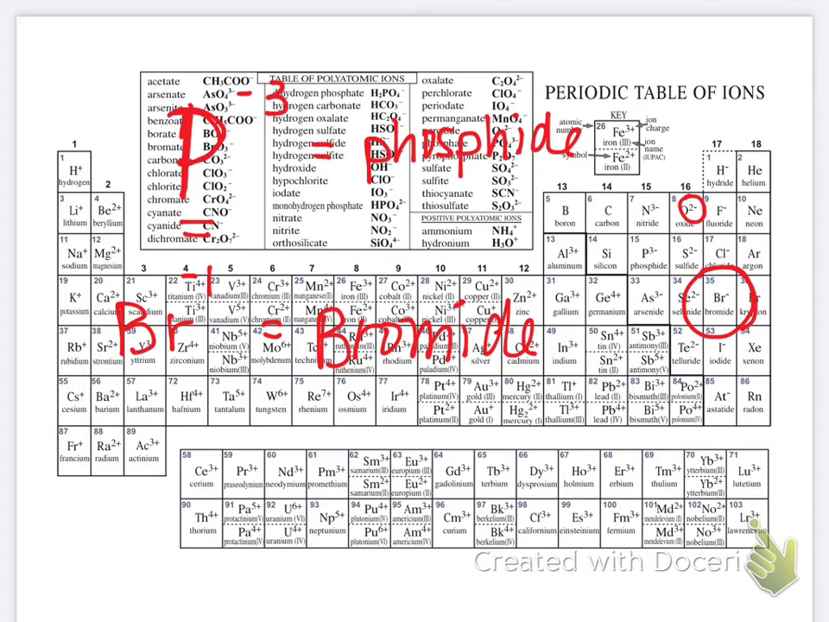If it's just written as Br minus, we assume that there's a 1 that goes there. The same thing is true for a +1 charge over here. Li plus is the same as Li plus 1, right? If there's not a number that comes after the plus or minus, then we assume it's a 1.